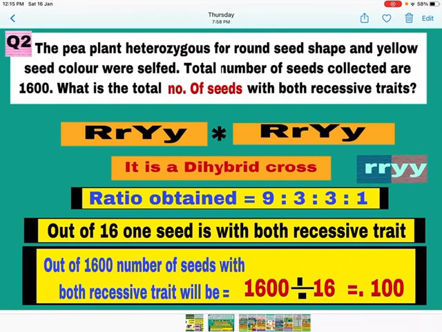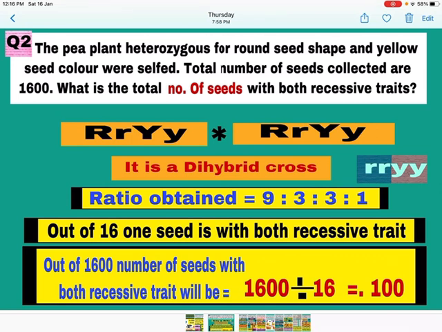Question number 2. The pea plant, heterozygous for round seed shape, meaning capital R small r, and yellow seed color, meaning capital Y small y, were self-crossed. As a result, 1600 seeds were collected and you have to calculate the number of seeds with both recessive traits, meaning having small r and small y. First of all, write the genotype of the parents, capital R small r, capital Y small y. These were self crossed.